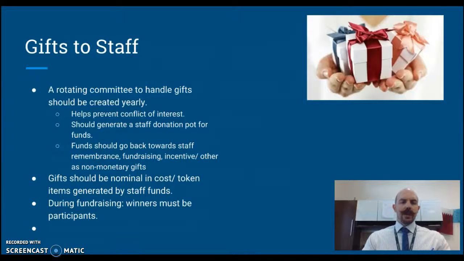For staff, it's best that the staff is generating the pot for those funds. So maybe at the beginning of the year, there's a social committee that collects dues from the staff members who want to participate. And that's what is used to generate gifts back towards staff who are participating for things such as remembrance, fundraising, incentives, things like that. Gifts should be nominal in cost, and it's best that the winners of fundraising are usually the participants. So if there's some kind of activity or event put on by the committee, it's best that the people who are actually participating are awarded such gifts.